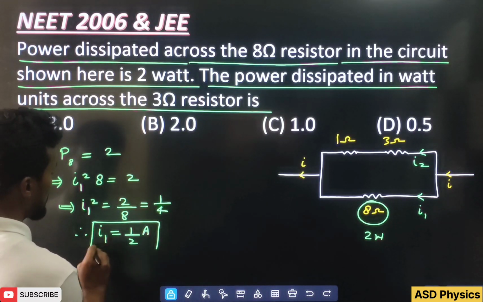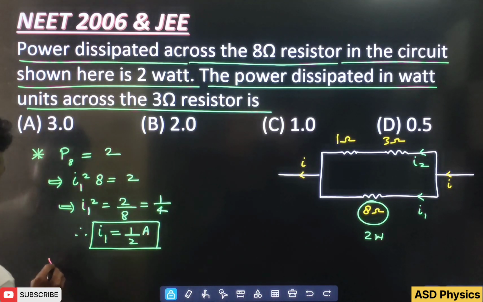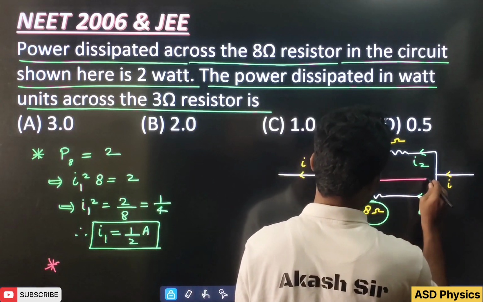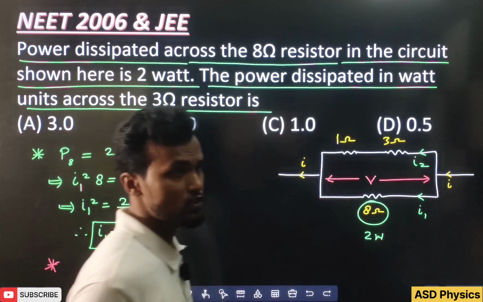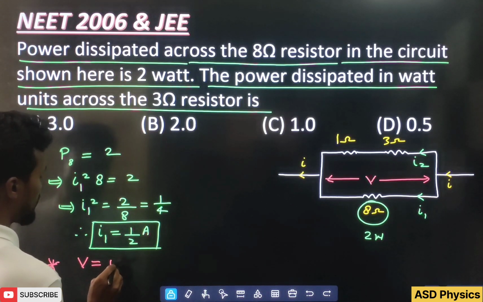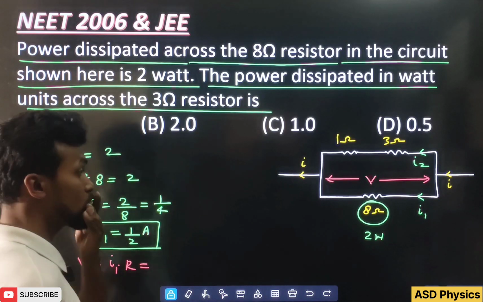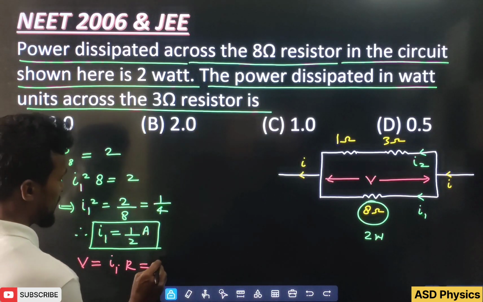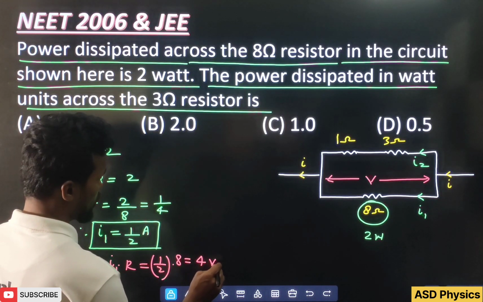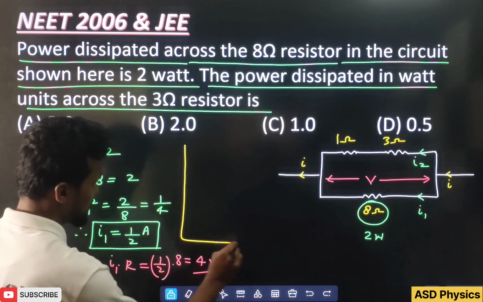I1 is 1 by 2 ampere current going. Now next step, because this is connected in parallel, let's take this voltage as V. That means this voltage V from Ohm's law is I1 into R. So I1 is 1 by 2, resistance is 8. So 1 by 2 into 8 comes to 4 volt. That is up to this, okay.